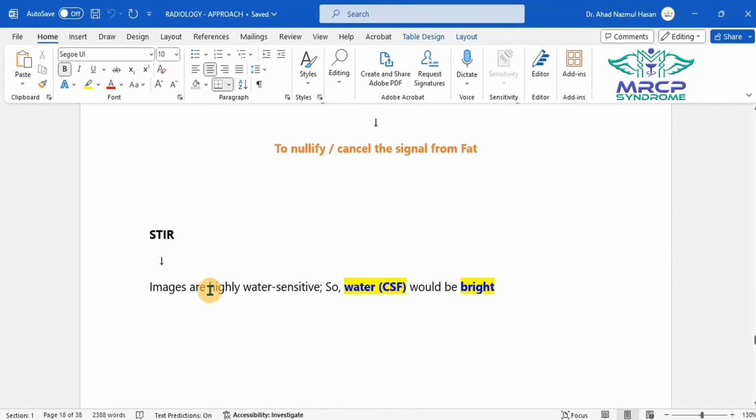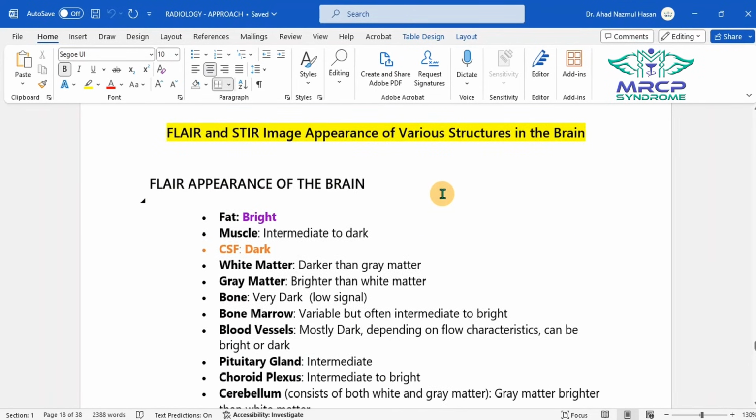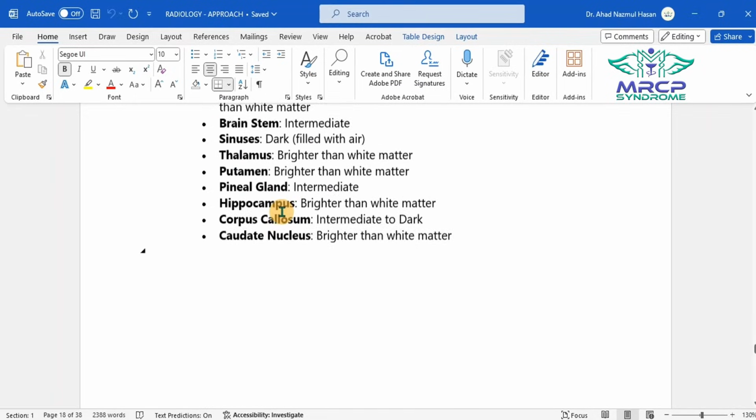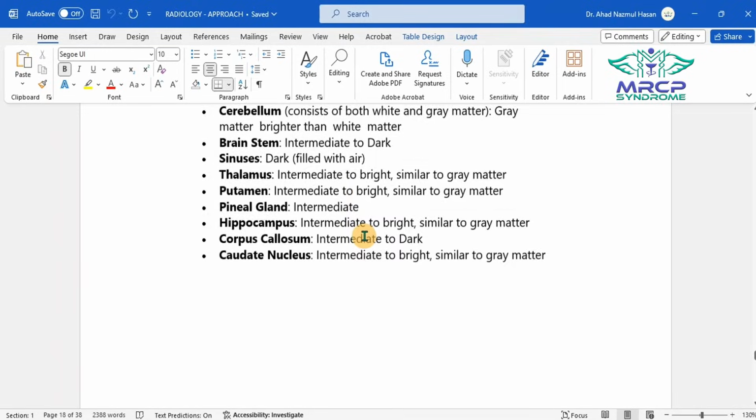The STIR images are highly water sensitive, so water or CSF will appear bright, and this water or CSF would be dark in case of T1. Next is the FLAIR appearance of the brain as well as the STIR image. In case of FLAIR, we are cancelling the signal from the fluid, so CSF will appear dark and the fat would be bright. In case of the STIR pattern, we are cancelling the signal from the fat, so fat will appear dark and the CSF will appear bright.